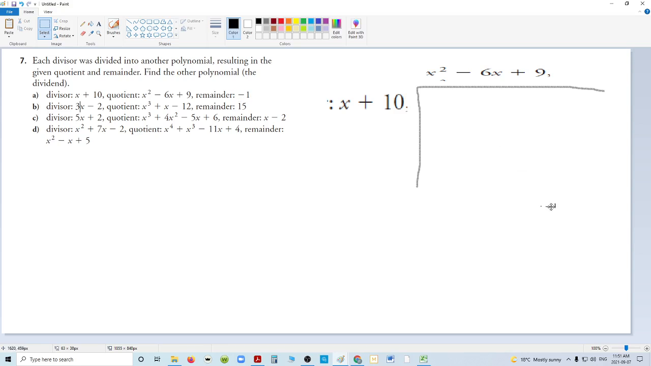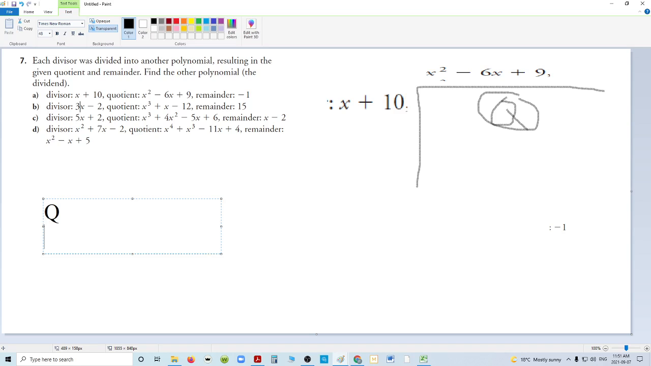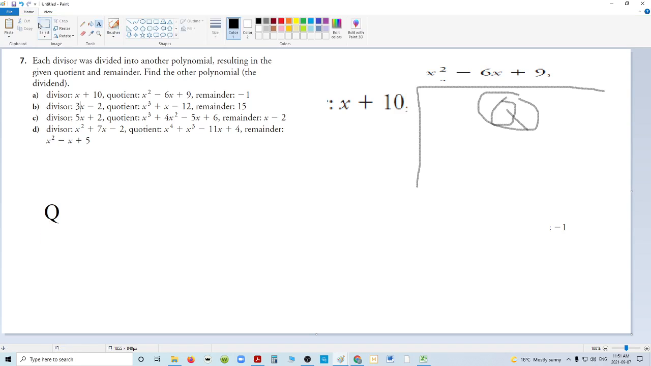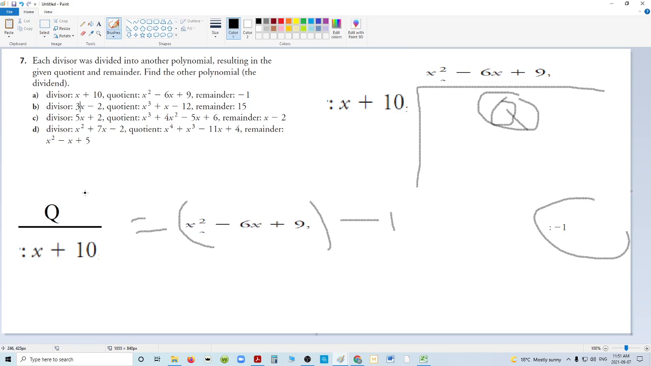Well, this is where me pointing out the factors before matters, because the reverse of this, if I took this and divided it by that and got this minus 1, it would look like this. So let's just call this quotient Q. If I took Q and I'm dividing it by x plus 10, which is exactly what we're doing, and this book is telling me we're going to equal this quotient in brackets minus this remainder. How do I solve for Q?